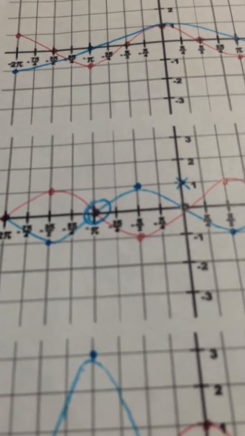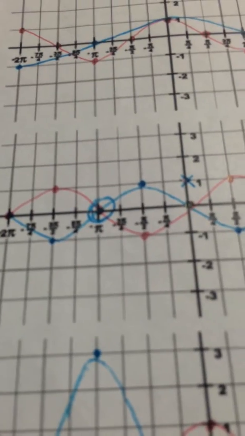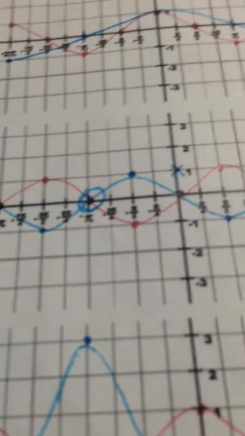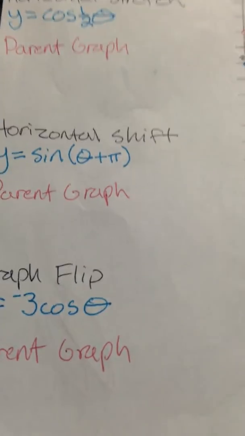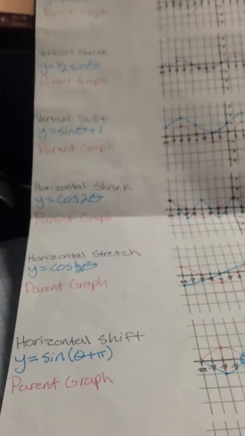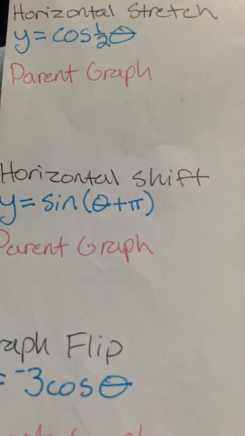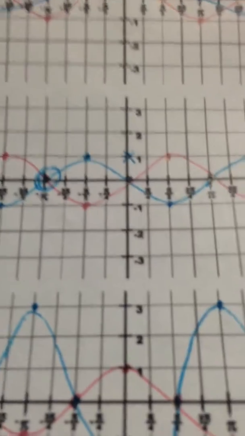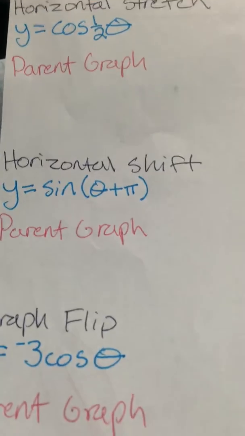So yeah, if we just moved it over to the right by a pi, then it would be the same as the parent graph. And as you can probably figure out for yourself, the reason that we have a pi, like everything else goes by a whole number. Now the reason this one goes by pi for the C is because on the x-axis everything goes by pi, and on the y-axis everything's by whole numbers. So yeah, that is the horizontal shift.